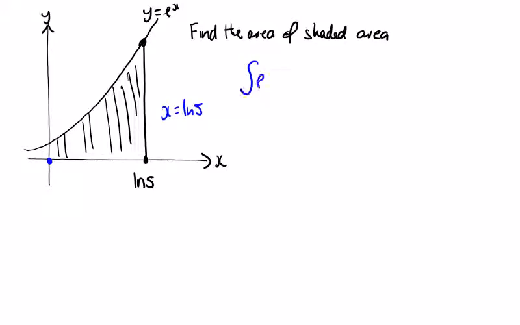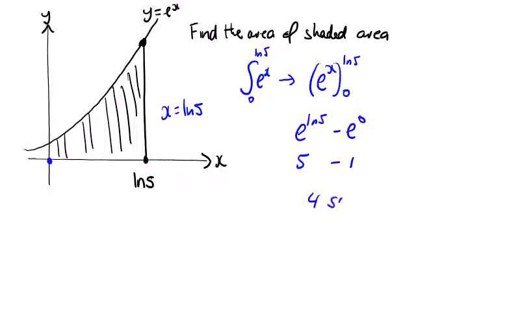So if we integrate e to the power of x between the natural log of 5 and 0, differentiate e to the power of x, we get e to the power of x, so the same in reverse. So we're going to get e to the power of x between the natural log of 5 and 0. So we have e to the power of the natural log of 5, which is just 5 obviously, and e to the power of 0. Anything to the power of 0 is equal to 1, so we get 4 square units.